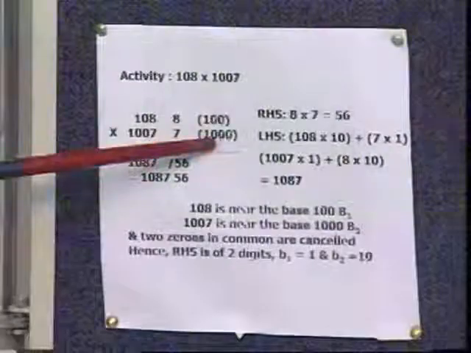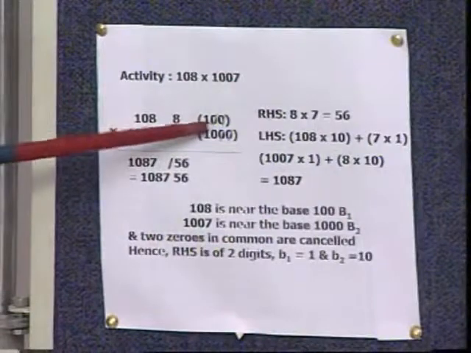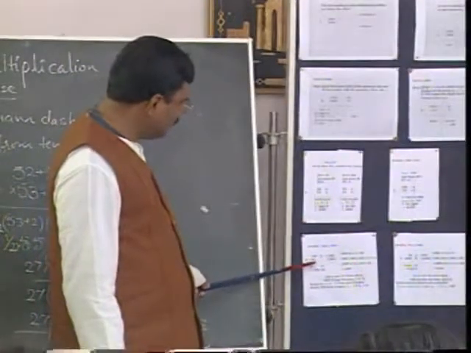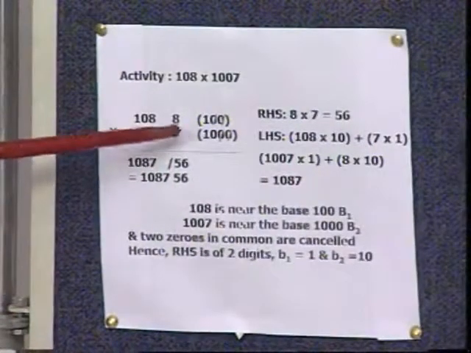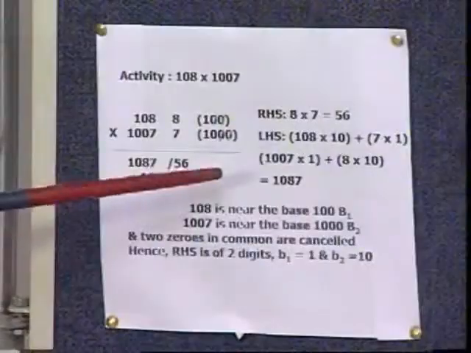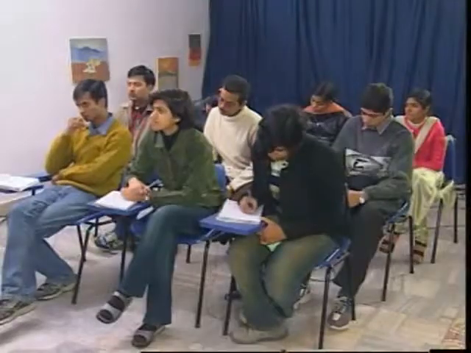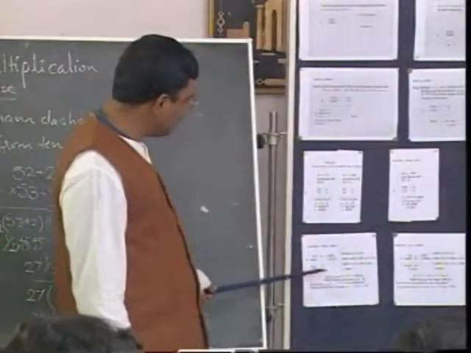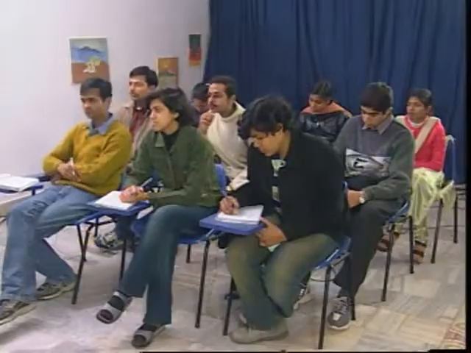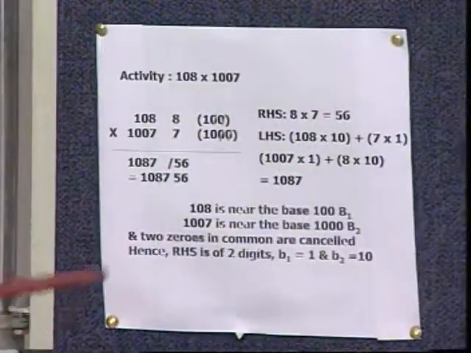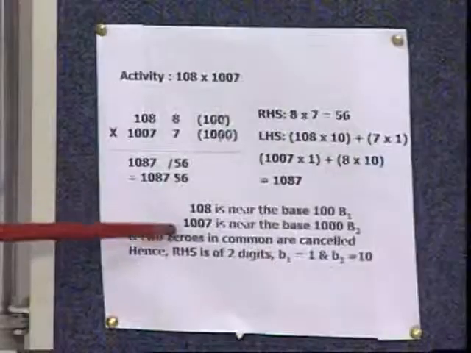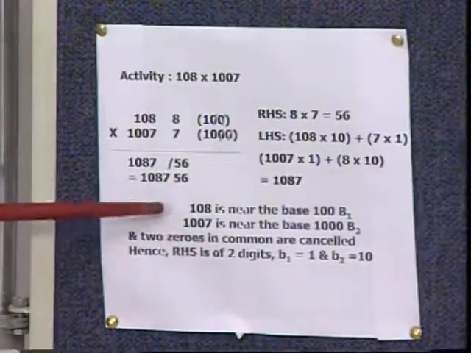108 multiplied by 10, how much will you get? 1080 plus 7 into 1, 1087, or otherwise 1007 multiplied by 1, that is 1007 only, plus 8 into 10, that is 80. 1007 plus 80 is 1087. That is the left part of your answer. To get the right part, there is no change in the procedure. 8 7s are 56. The smaller base has two zeros, hence 56 is the right part of your answer.